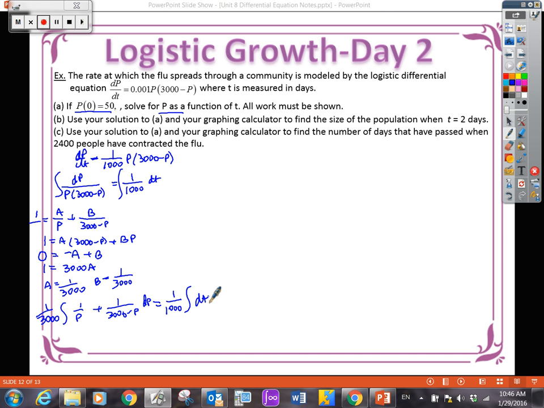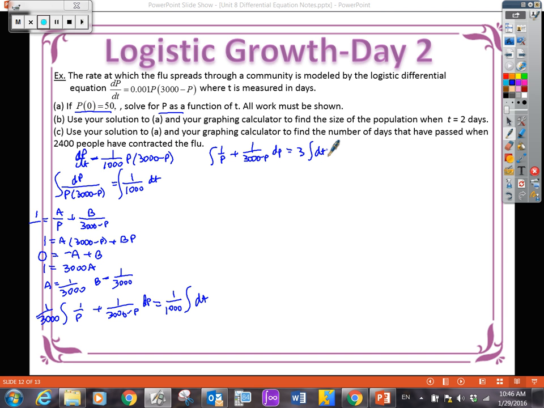Since I have an equation set up there, what I like to do, if possible, is deal with those messy fractions. It's an equation, so I can multiply both sides by 3,000 to move the 3,000 over to the other side and make it a 3. That's really way easier to deal with than the 1 over 3,000 and the 1 over 1,000. So that's what I'm going to do. I'm going to multiply both sides by 3,000, and I'm going to be left with the integral of 1 over p plus 1 over 3,000 minus p dp equals 3 integral dt. That's going to be just a little easier to work with.